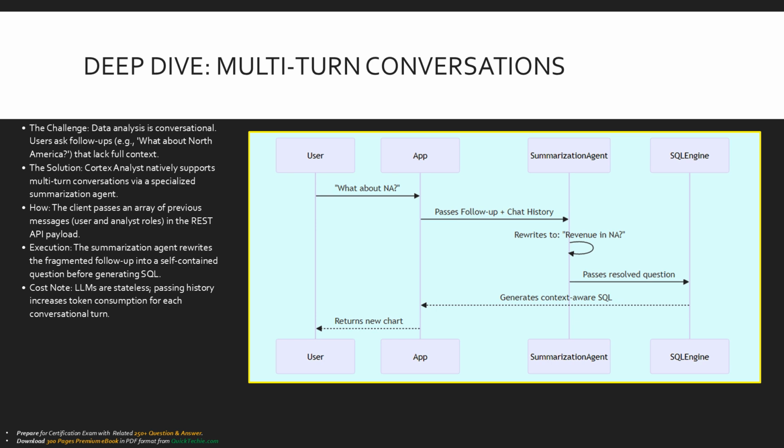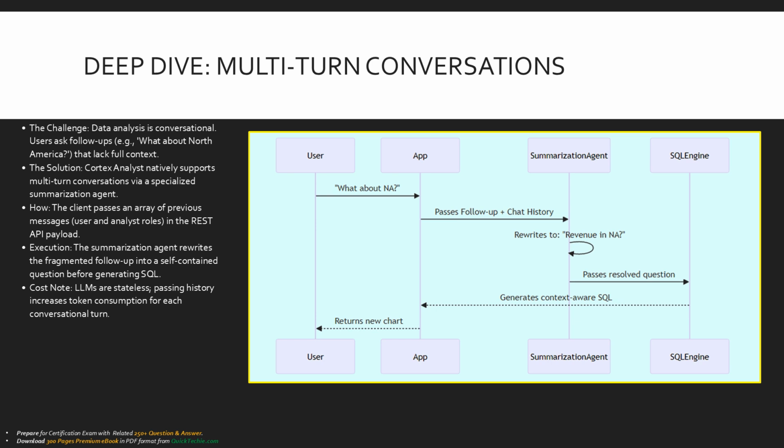To do this, your application passes an array containing the chronological conversation history using user and analyst roles in the REST API payload. Under the hood, Cortex Analyst uses a specialized LLM summarization agent. This agent reads the history and rewrites the fragmented follow-up into a fully resolved question, like, "What is the revenue for North America?" This ensures the downstream SQL engine remains highly accurate.